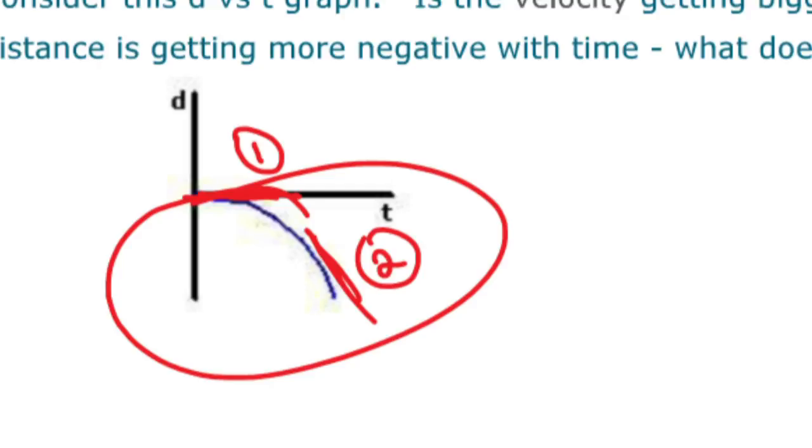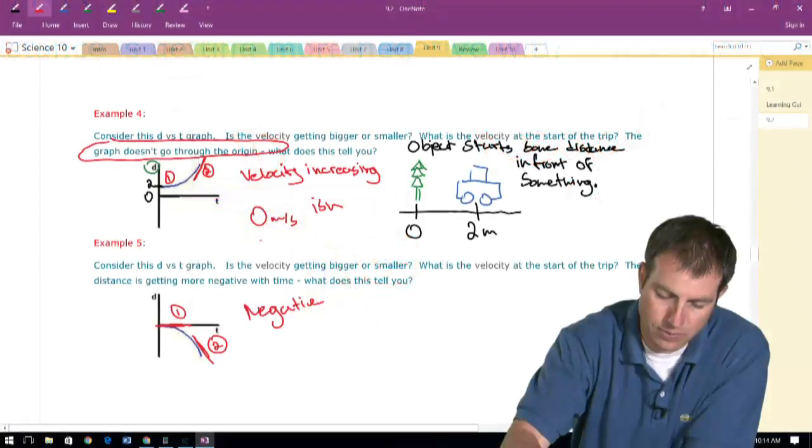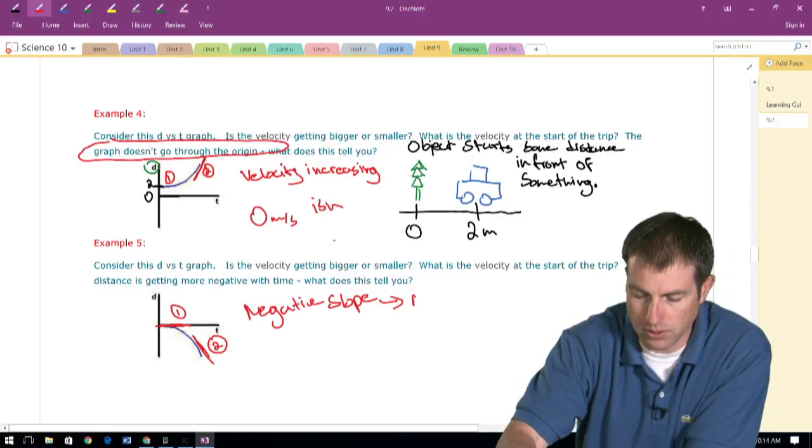The slope's increasing, for sure. The slope is increasing, but it's increasing in a negative way. So does it make sense to say decreasing or increasing? It's confusing. So we have a negative slope, and a negative slope means negative velocity.